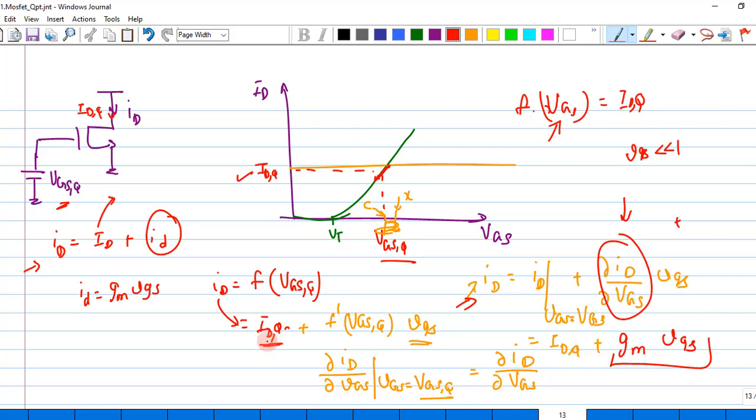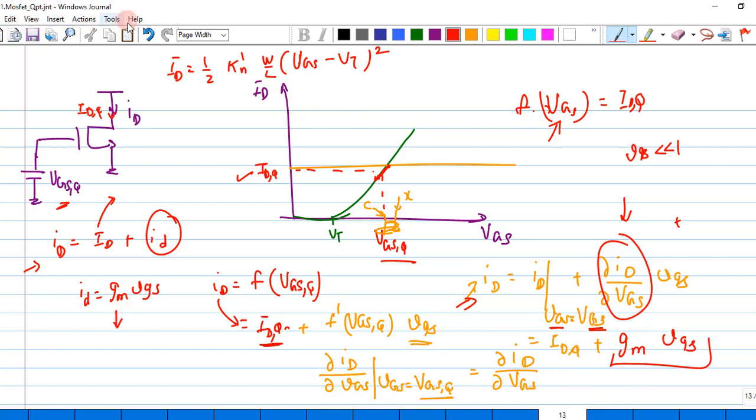The capital ID, what is this then? Half Kn dash. Whatever we wrote, I don't know how many people observed, whenever I was writing this half Kn dash term, I was using the capital letter just to denote that it was a DC signal, and I can evaluate it just because I know this. Again, you see that I'm using the capital VGS, because I have to write this particular term at a value of VGS equal to capital VGS, and that is the reason I've replaced this with that. Clear?